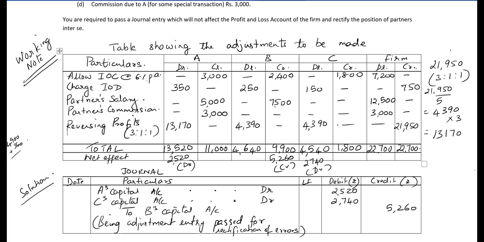So this is the answer to this example. It was a very easy concept in this example. The mistakes made were IOC omitted, IOD not charged, partner salary and commission not allowed. So we allowed the IOC, we charged the IOD and allowed partner salary and commission and solved the problem.